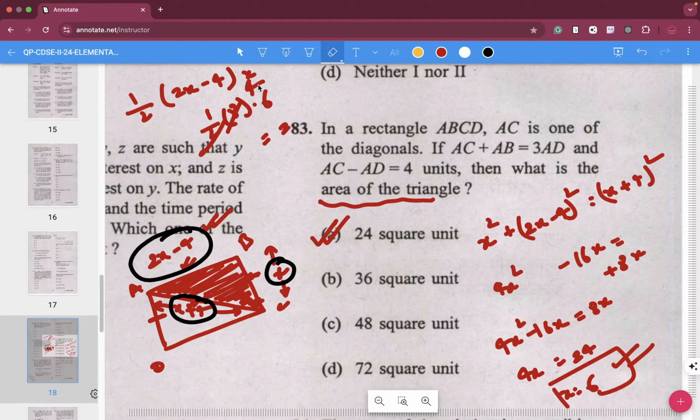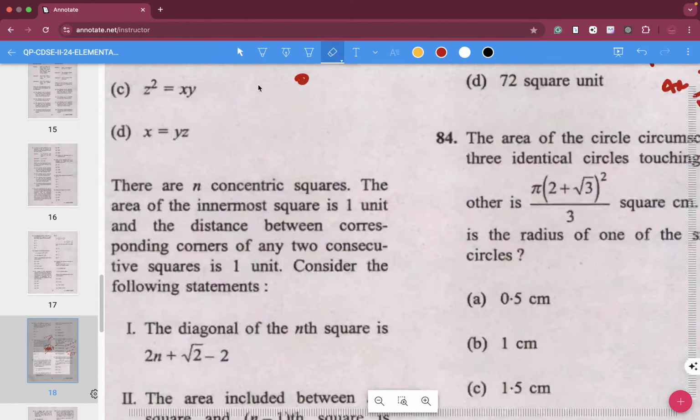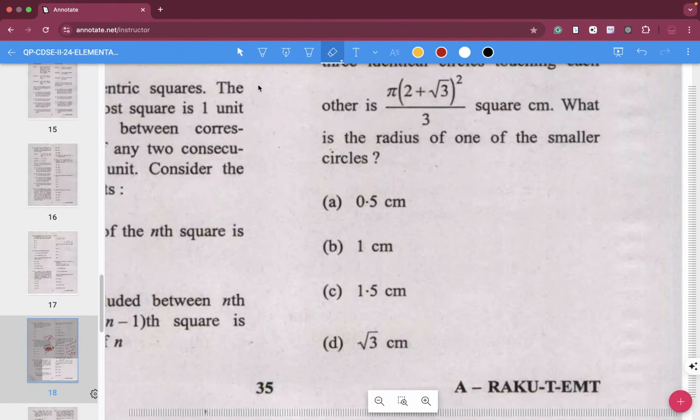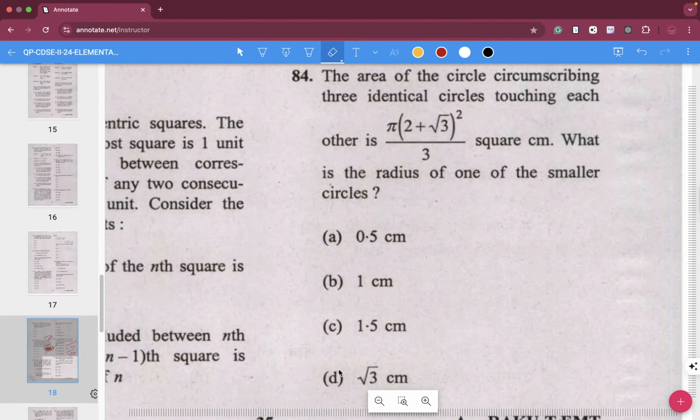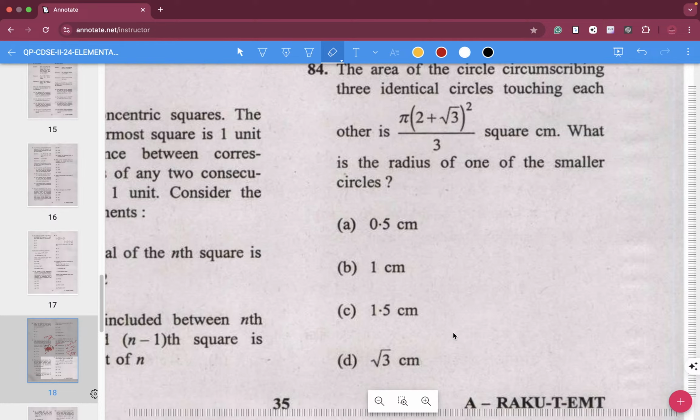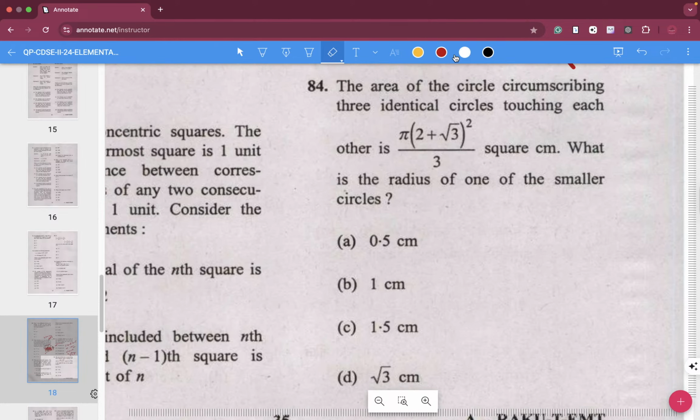Good morning. So this is your question number 83. Now this is your question number 84. There is a slight change in question number 84. Instead of 3 over here, the digit is 4.